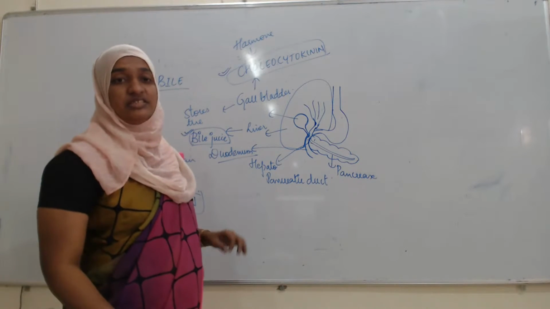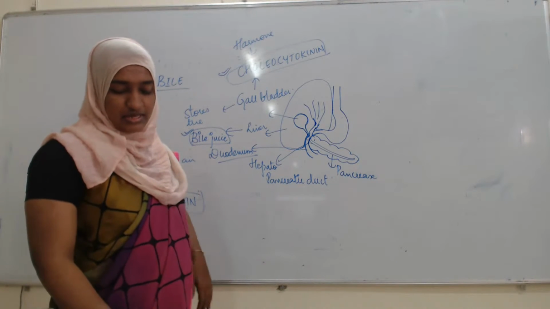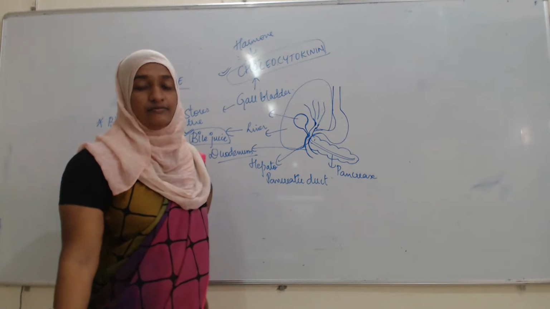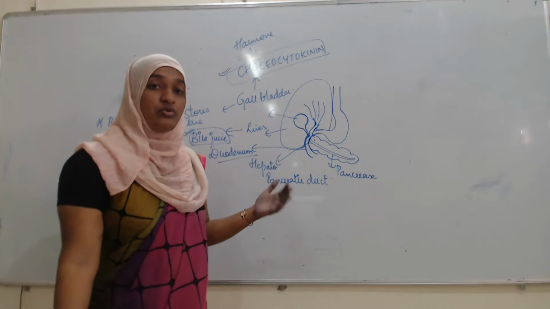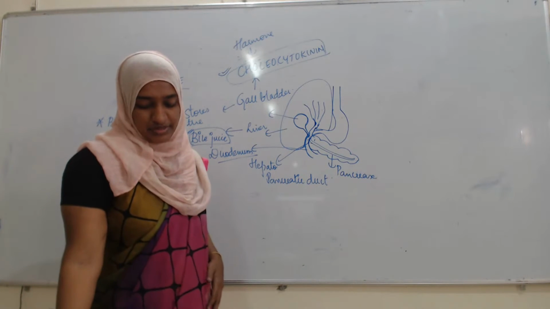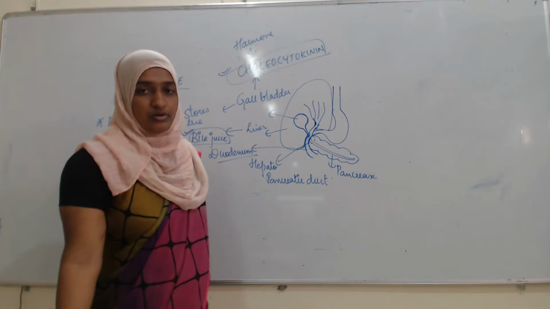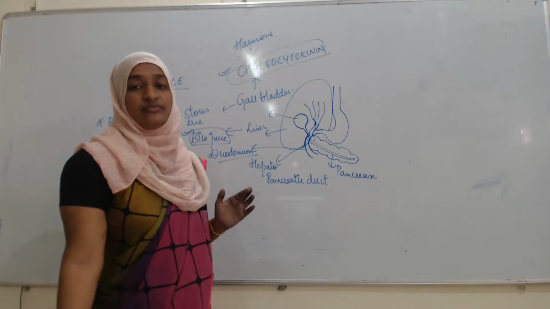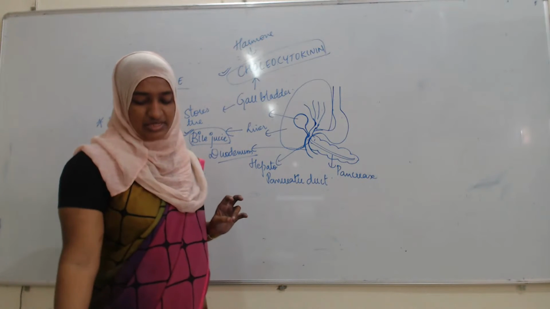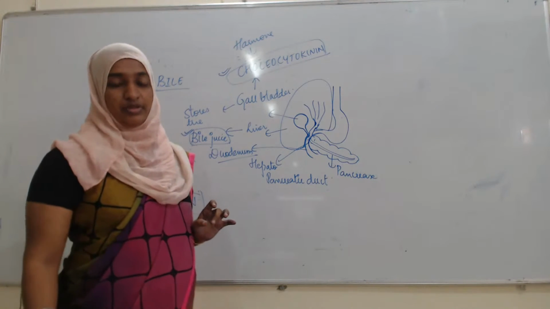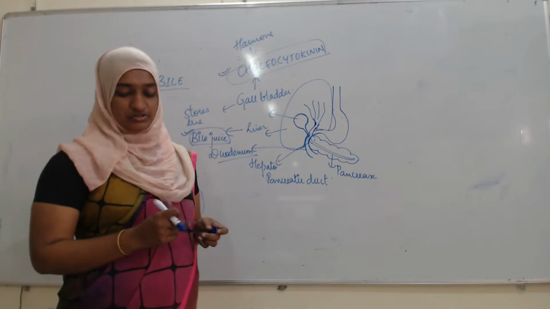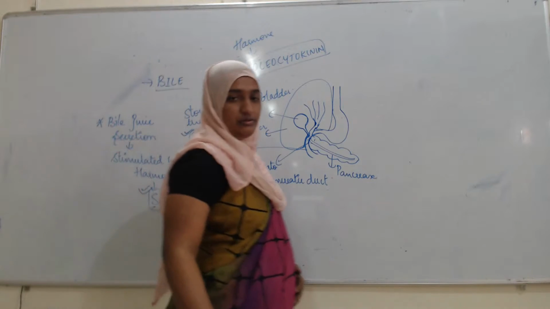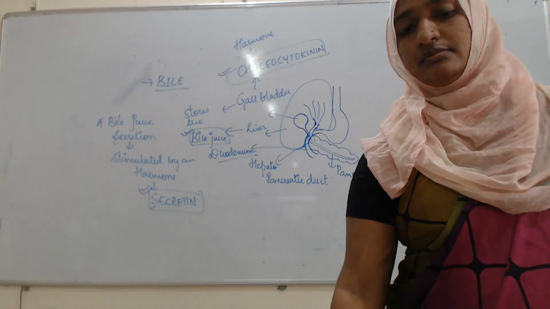Okay, the next, the bile. What is bile? It is a viscous liquid, alkaline in reaction and bitter in taste, with a color from yellowish brown to green. The important constituents of bile juice are the bile pigments, bile salts and cholesterol. Okay, so this is about the bile juice. In the next class we will see about the bile pigments and bile salts. Okay, thank you.